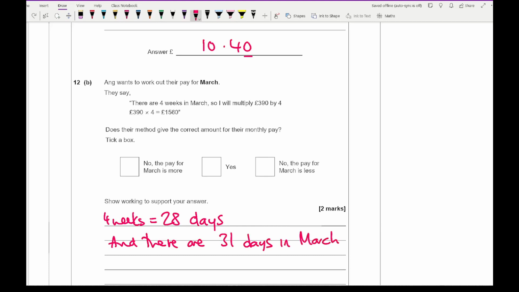So this method is going to be underpaying, so it's actually going to be more.